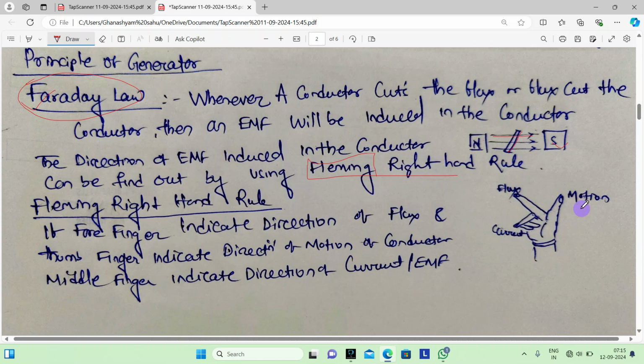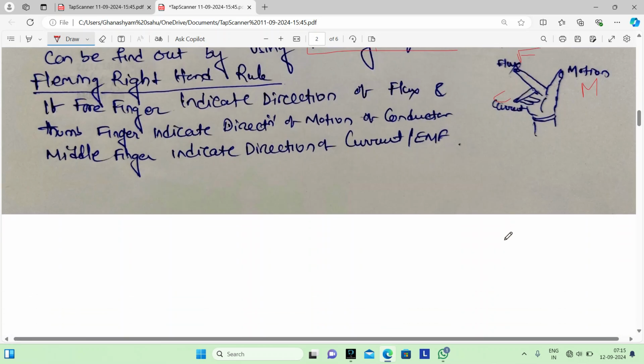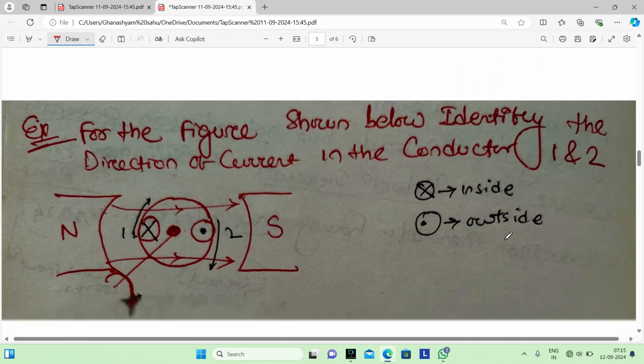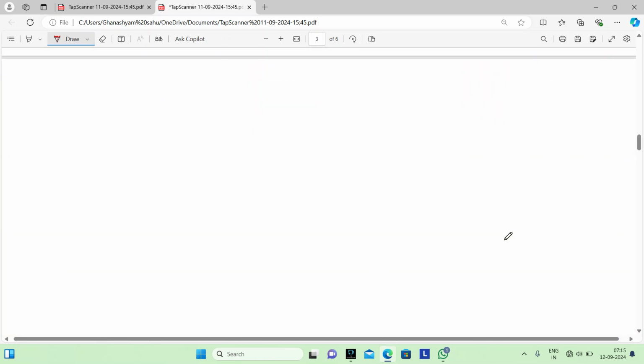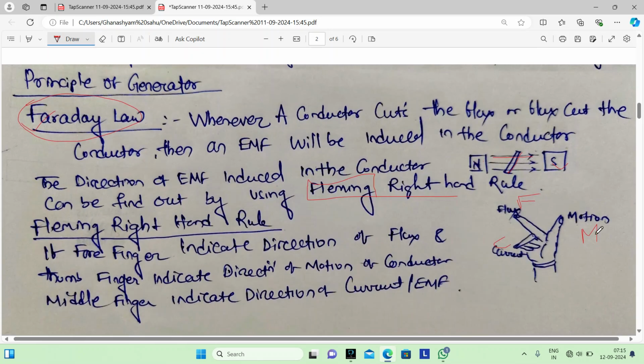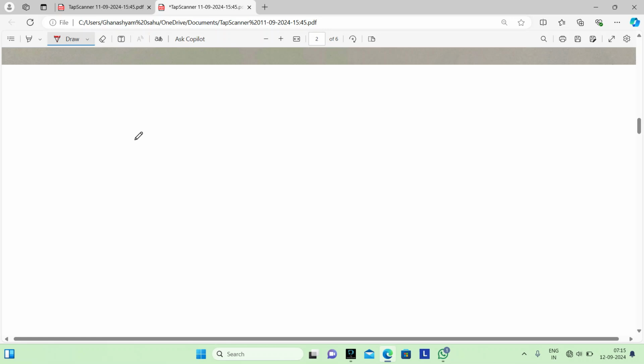So in short, this is the M, this is the F, and this is the C. So you have to remember it like MFC. This is motion of the conductor, flux, and current. Remember this: MFC, Fleming's right hand rule, Faraday's law.